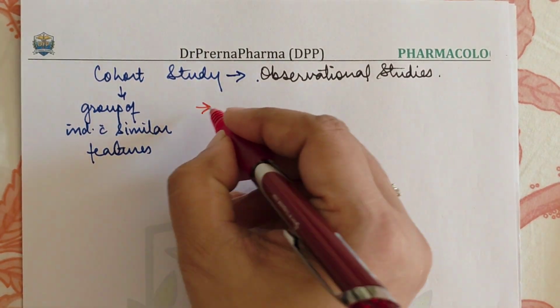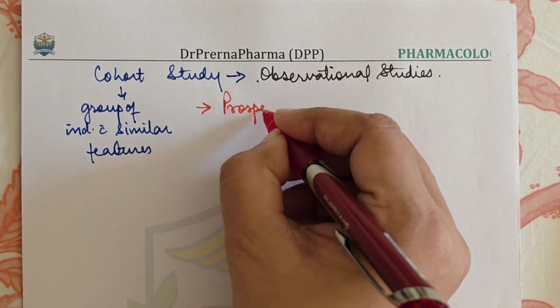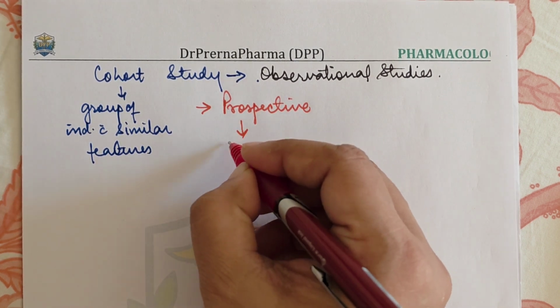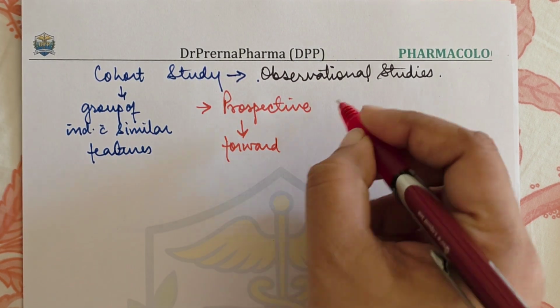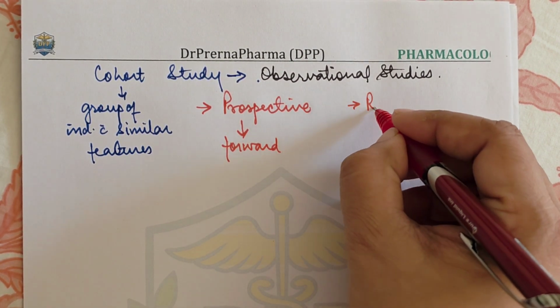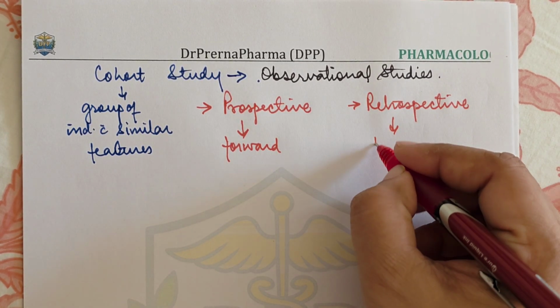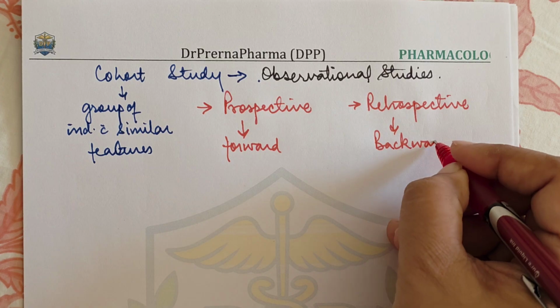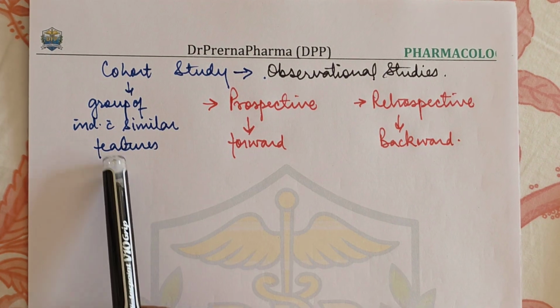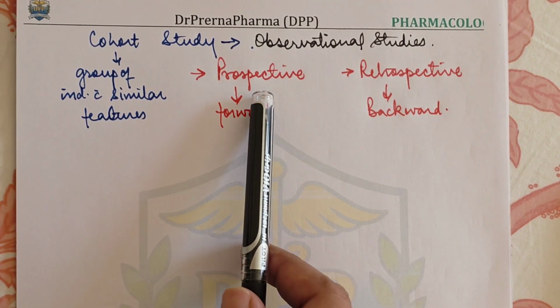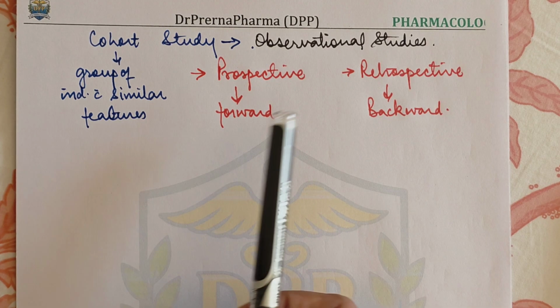Now cohort studies can be prospective. So prospective as in they are forward, and they can be also retrospective. Retrospective as in that is backward. So what is done? It is very simple. Patients, the cohort is given the medicine. In prospective study, the result is seen, followed up.